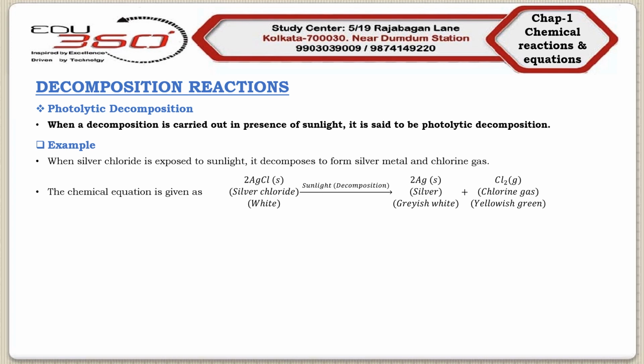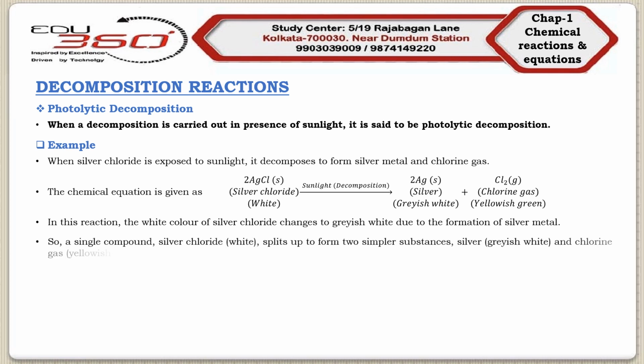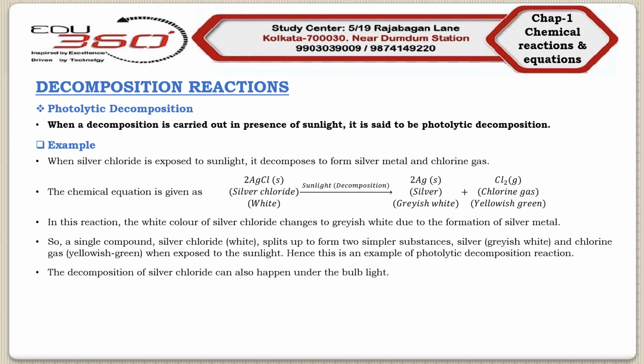So in this reaction, we find that the white color of silver chloride changes to greyish white due to the formation of silver metal. So we can say that a single compound, which is silver chloride, splits up to form two simpler substances, which are silver and chlorine gas, when that silver chloride compound is exposed to the sunlight. So the decomposition reaction is carried out in the presence of sunlight. So we can say that this is an example of photolytic decomposition reaction.